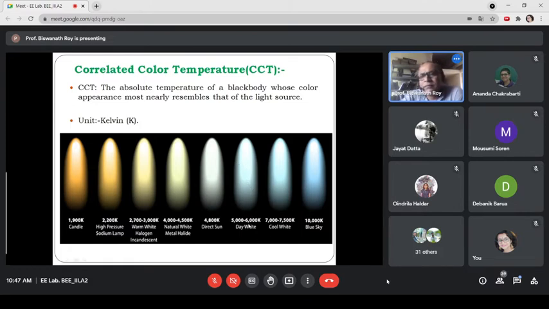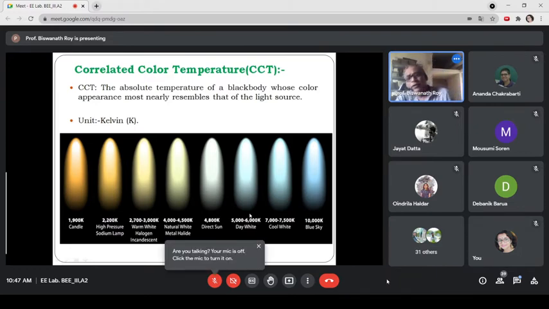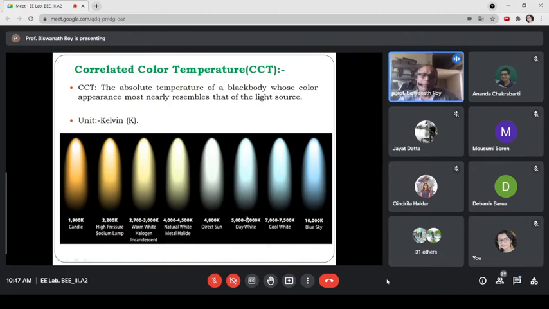So when we look at the daylight color, right, it is white, and the black body has to be heated up to a very high temperature, more than 5,000 to 6,000 Kelvin. When a black body is heated up to this temperature range, the color emitted by the black body radiator is very similar to the daylight color. And that's why the color temperature of daylight is this.